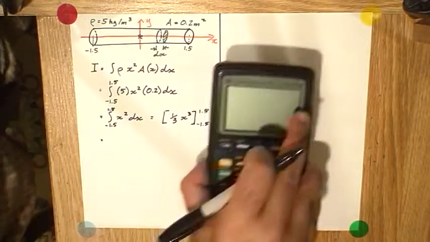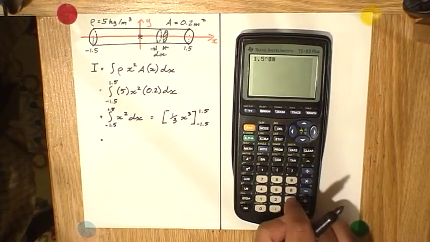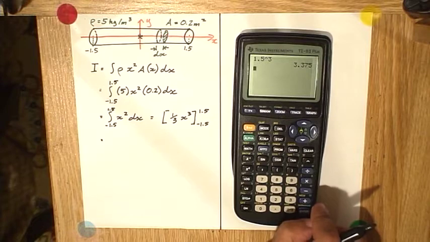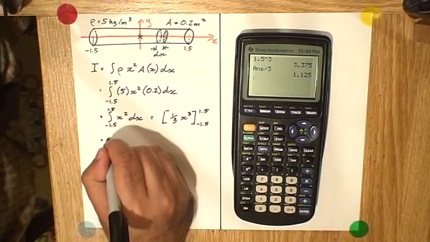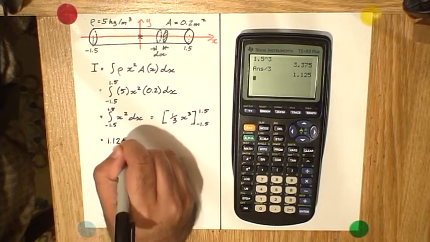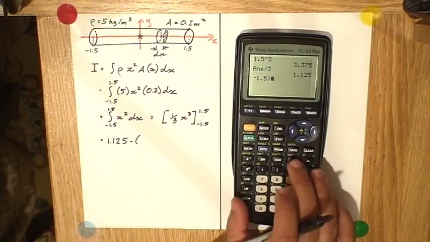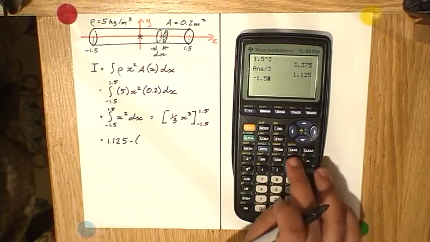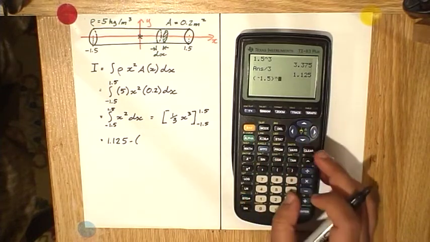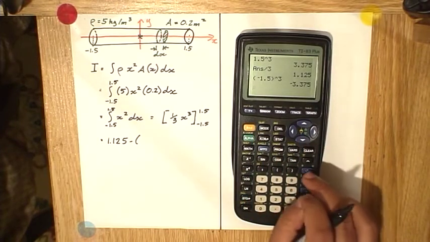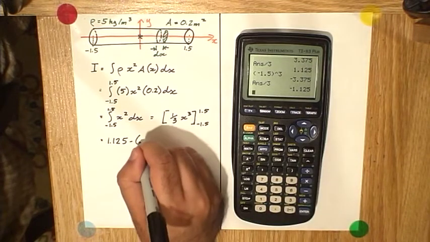Let's go ahead and do that. 1.5 cubed is 3.375, and 1/3 of that is 1.125. Minus negative 1.5 raised to the third power, which I will write like this, which is the correct way to do it on this calculator, gives us negative 3.375. Divided by 3, we get negative 1.125.